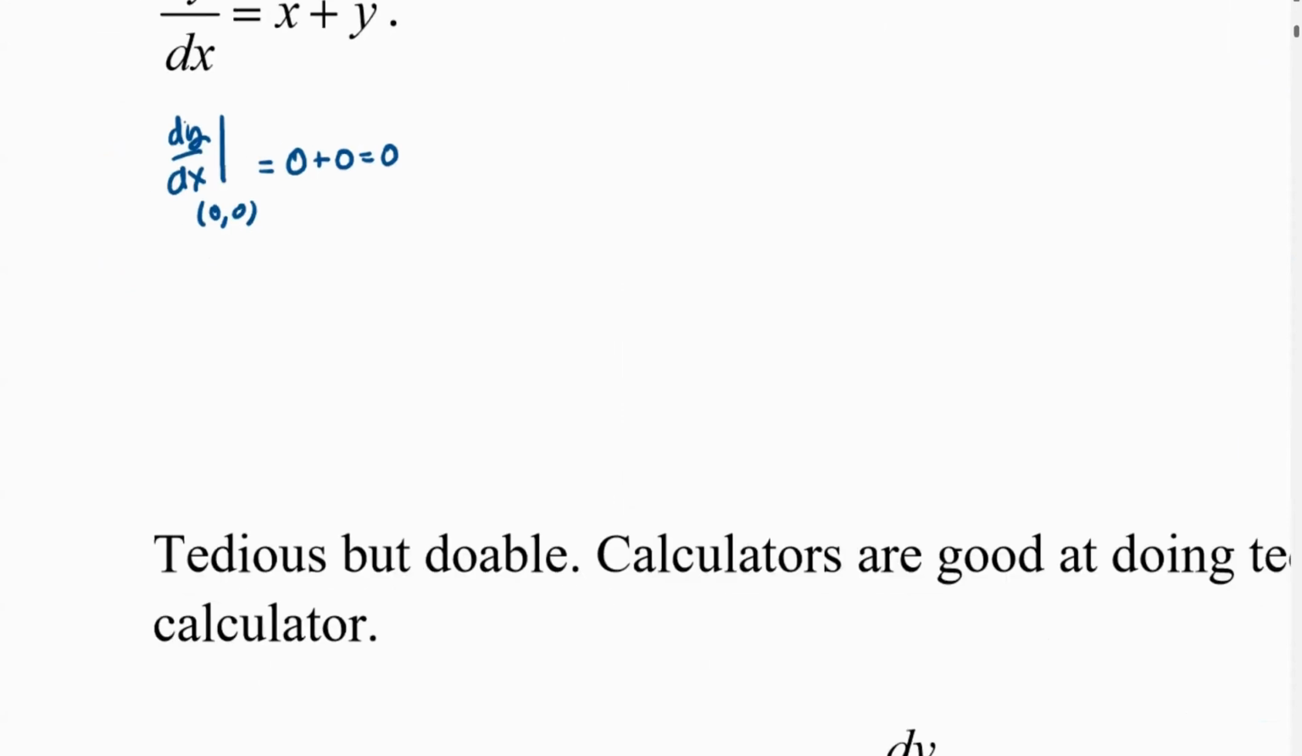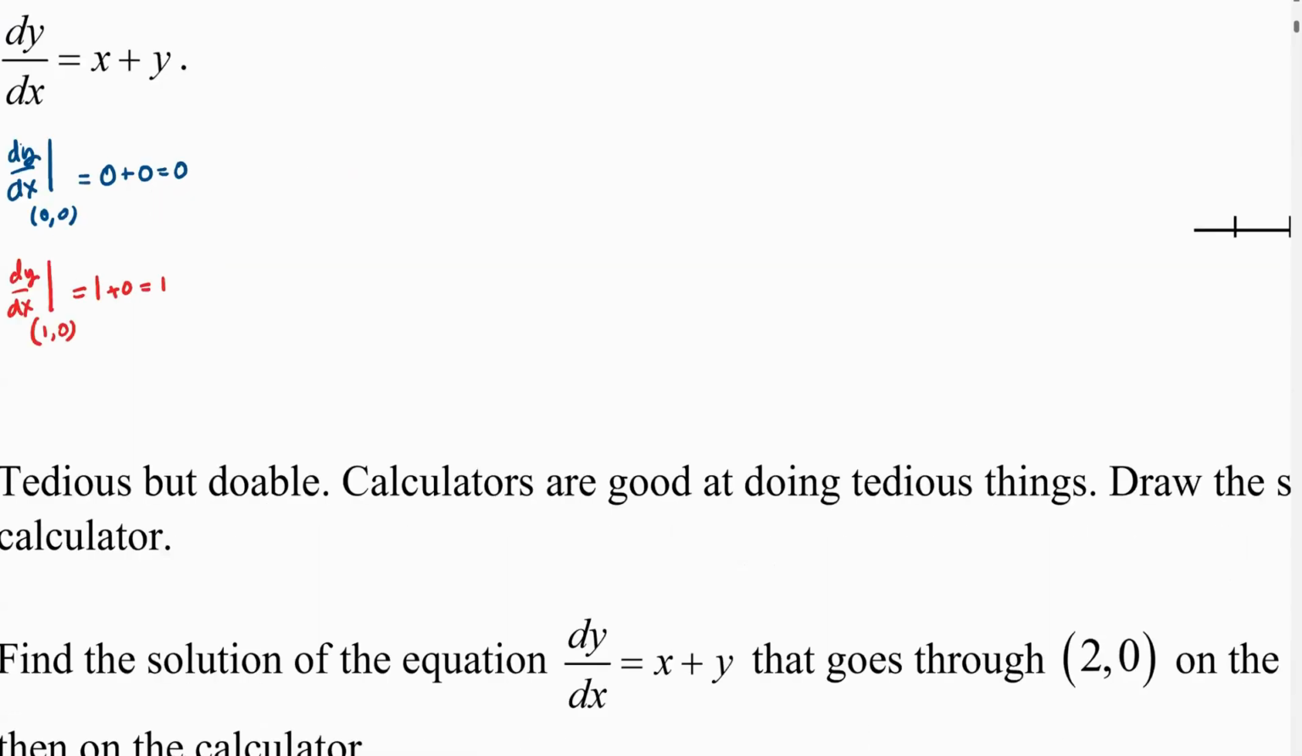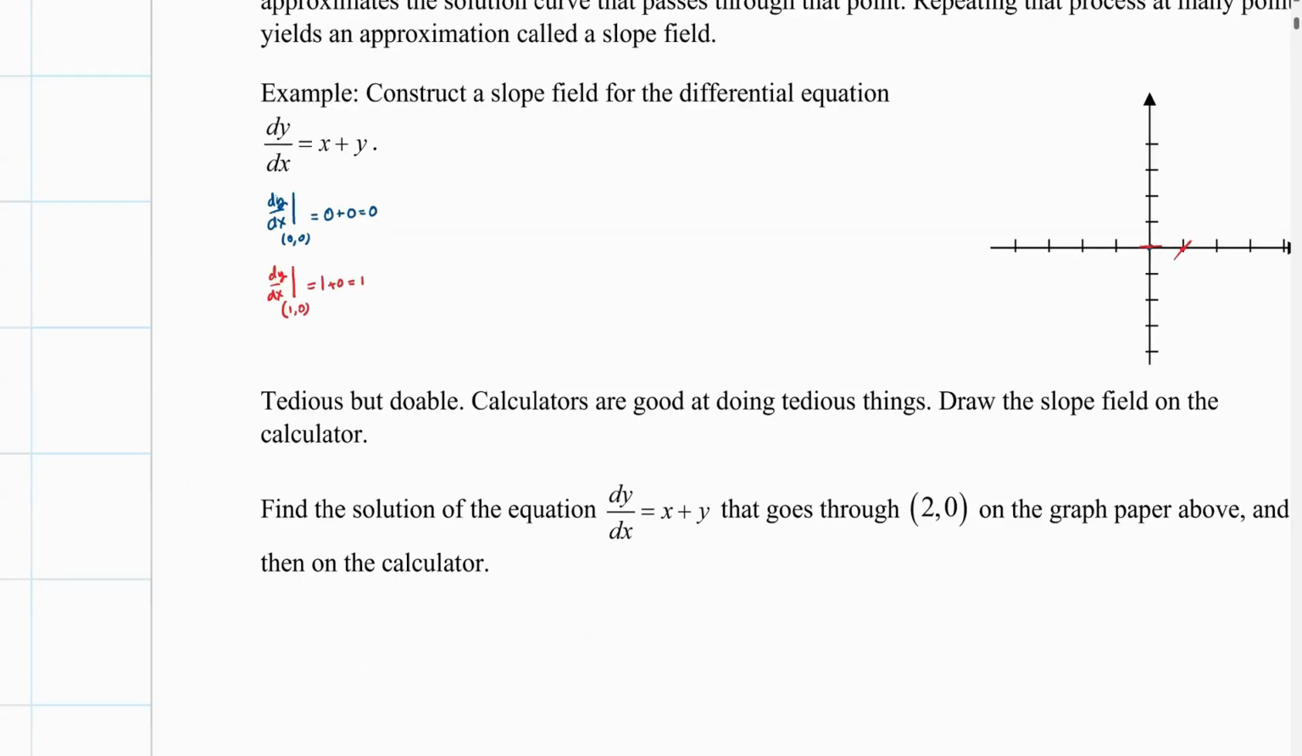Let's do it again. Let's find the slope at point (1, 0). dy/dx at (1, 0) is 1 plus 0, which is equal to 1. So let's go to the location (1, 0), over 1, up 0. That's right here. And let me put in that 45-degree slope line that we associate with a slope of 1.